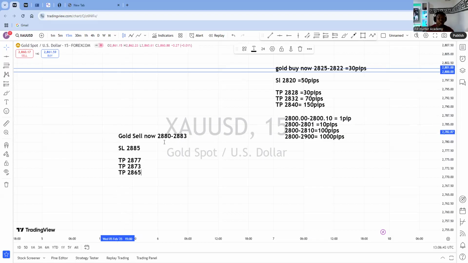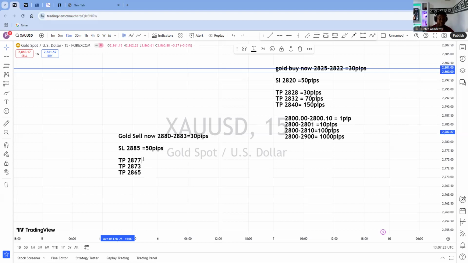Now, if you look here, from the 80 to 83, which is 30 pips, right? 30 pips movement. Your SL, always remember that the SL starts from the first entry, which is the 80 to 85, which will give you 50 pips.